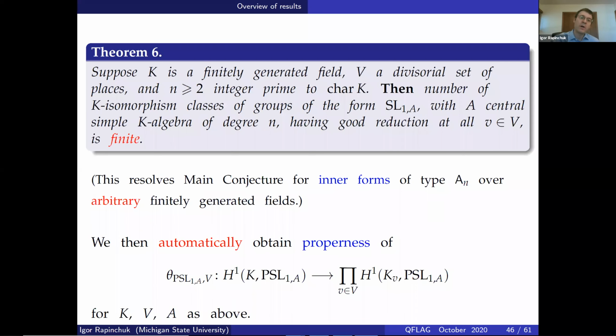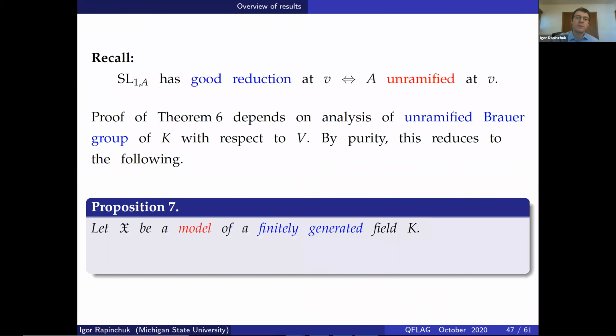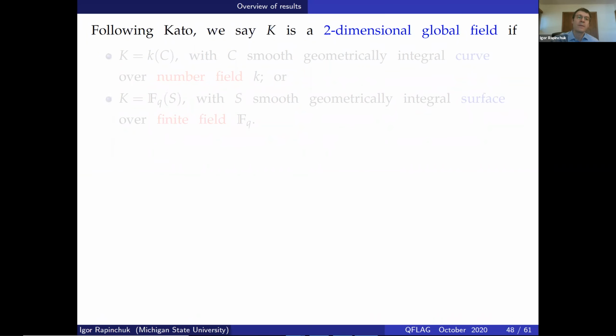And then, as I said, we automatically get the properness of the global to local map for the corresponding adjoint group. Okay, so let me not say anything about the proof, which ultimately relies on the unramified Brauer group. And the last thing that I'd like to mention is that although, for arbitrary finitely generated fields, we're still working very actively on the conjectures.